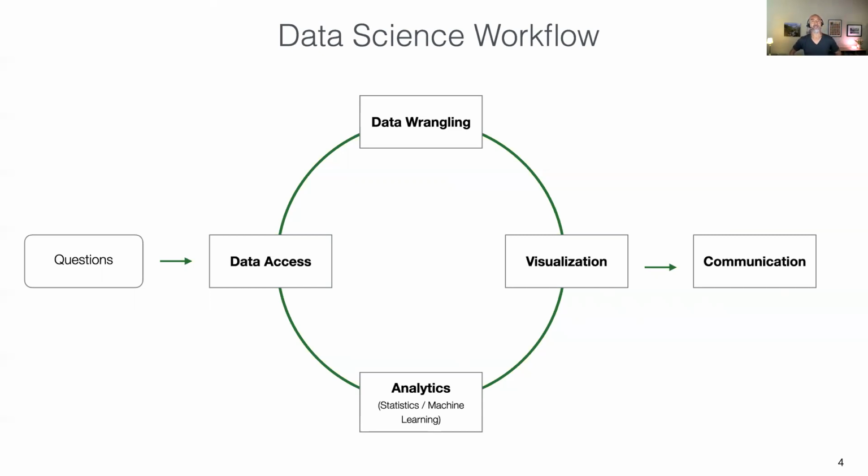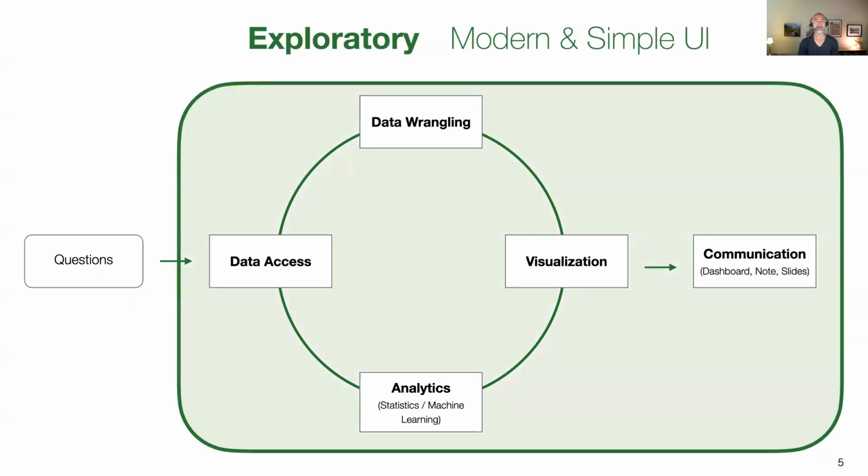And then once you find the insights, you want to communicate with coworkers and partners in a more effective way. So we provide reporting capability as well. So that's Exploratory: data access, data wrangling, data visualization, analytics, communication. We think these five components of data science are critical. So we provide a modern and simple UI to do these things.